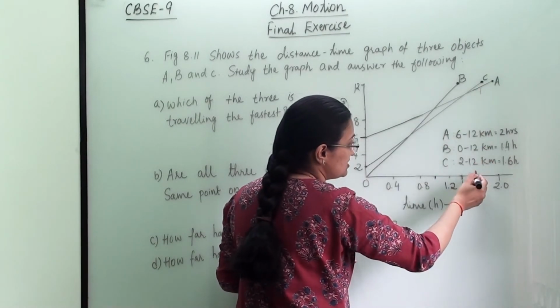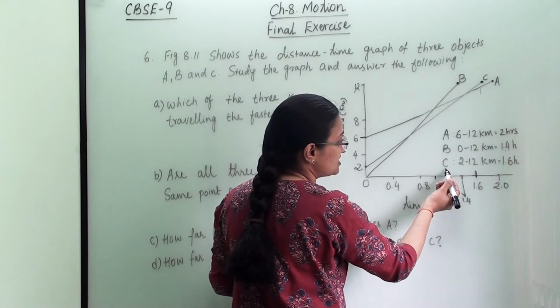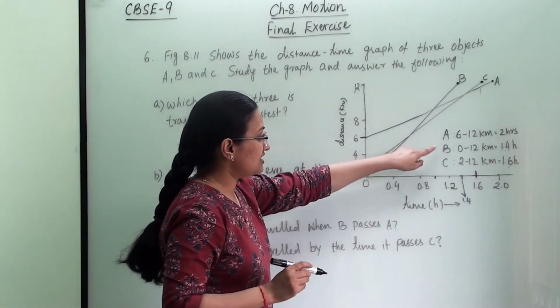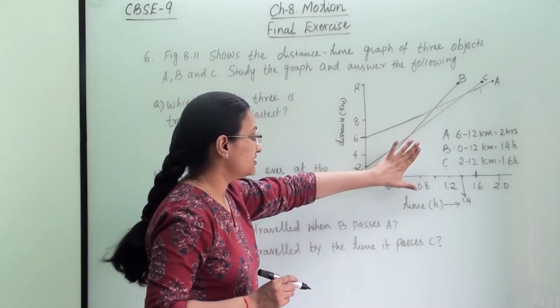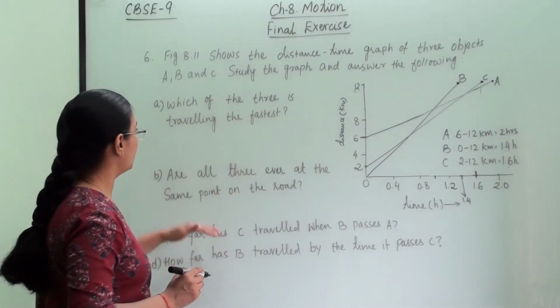Then it is showing us 1.6 hours. So for the 2 to 12 kilometer journey, object C is traveling in 1.6 hours. So these are the timings and journey for all the three objects. This is what we got from the graph. Now we have to answer all these questions.